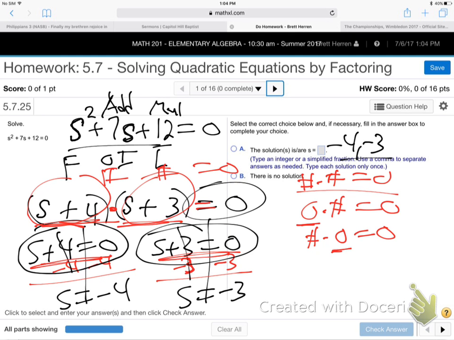That's the method. That's the only new thing. So you don't stop at the parentheses. You give them each their own 0 and solve. That's the only new part in this section. Let's try.